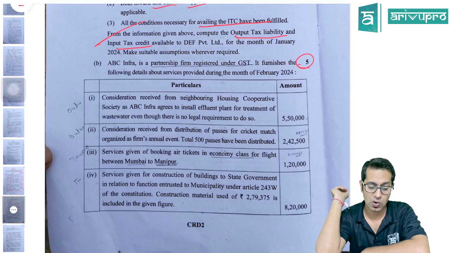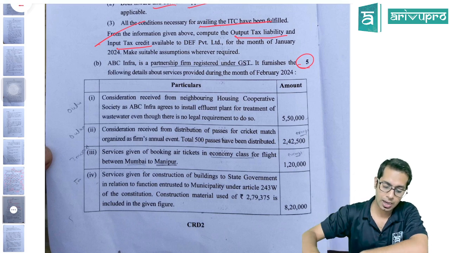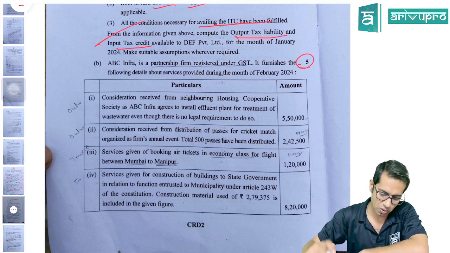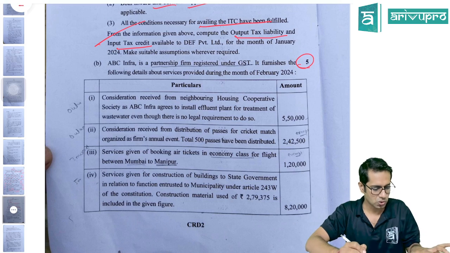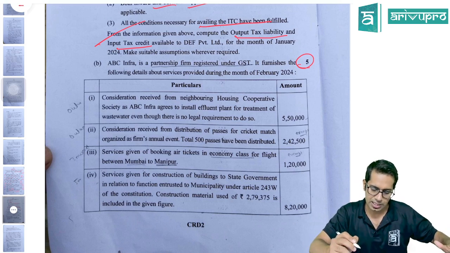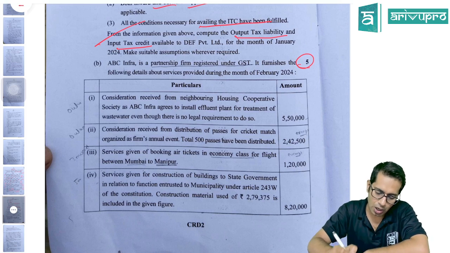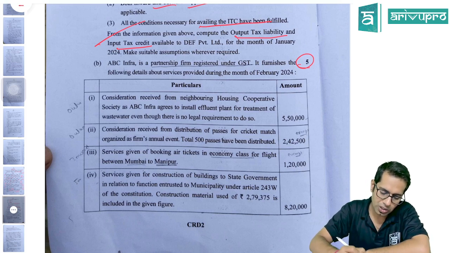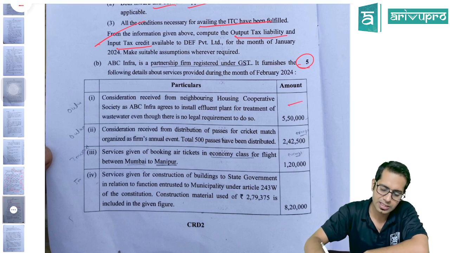Okay. Then ABC Limited is a partnership firm registered under GST. It furnishes the following details about services provided during February. So these are outward supply related information. Consideration received from a neighboring housing cooperative society, as ABC Infra agrees to install an effluent plant for treatment of water. This is an exempt supply.